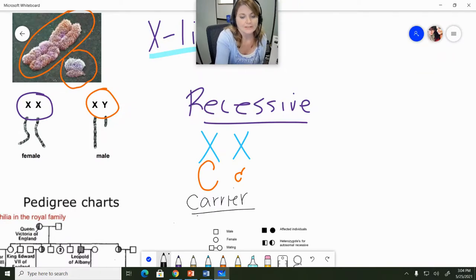So a carrier is somebody who has the allele, but doesn't have the phenotype. They aren't expressing that allele because they have another dominant allele that is going to mask it. In the case of X-linked traits, only females can be carriers. Males cannot be carriers.